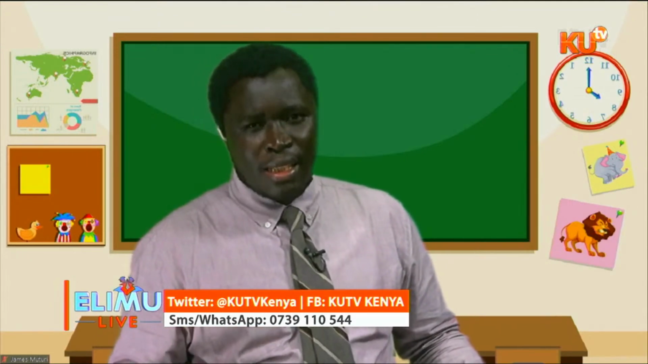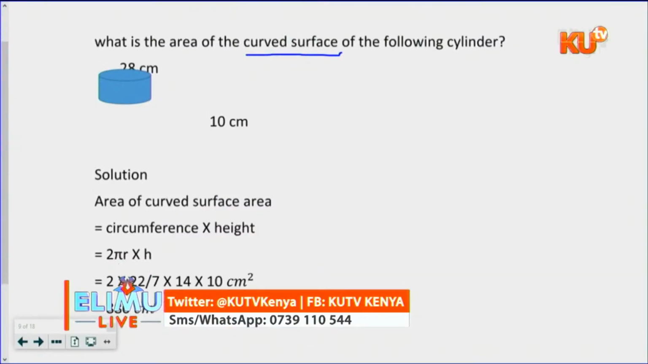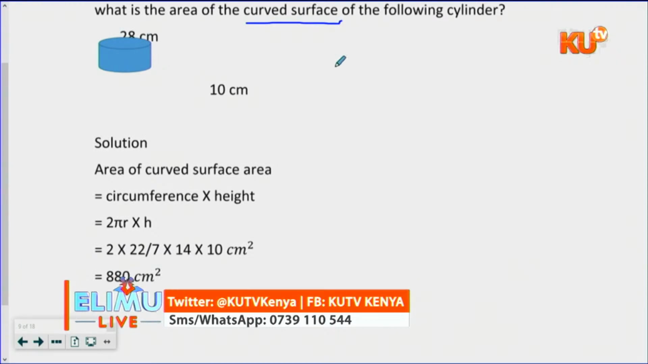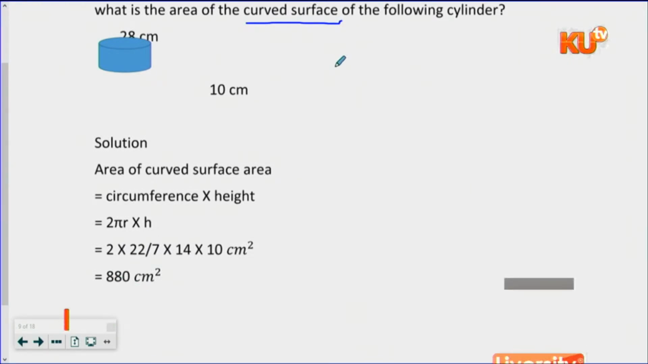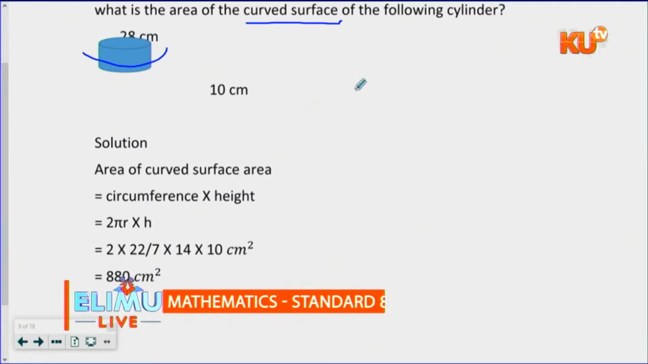So be keen. Identify the key part of the question, and this key part will simply lead us to our solution. So area of curved, I said curved part is this part that we are seeing here. And I said when you're working out the curved part, you multiply circumference times height.